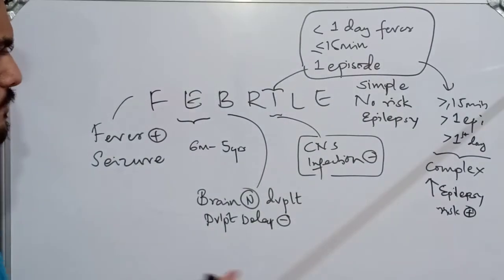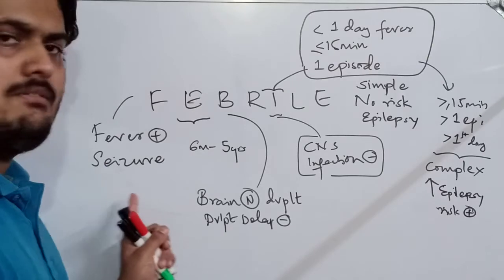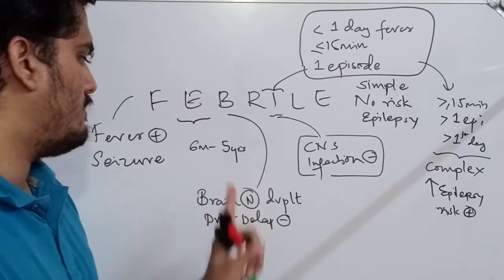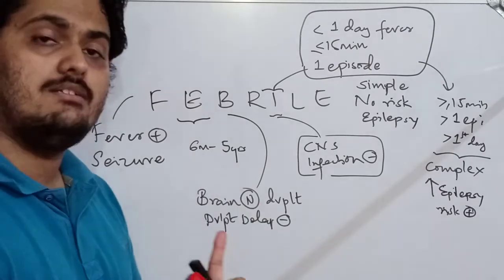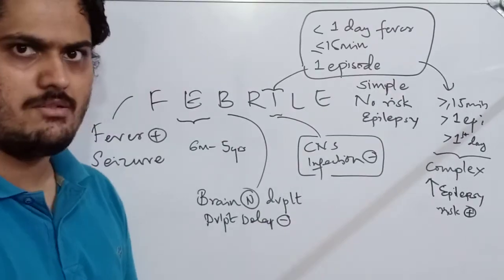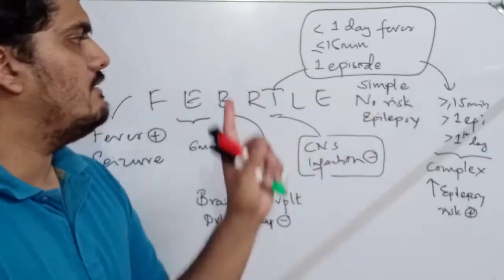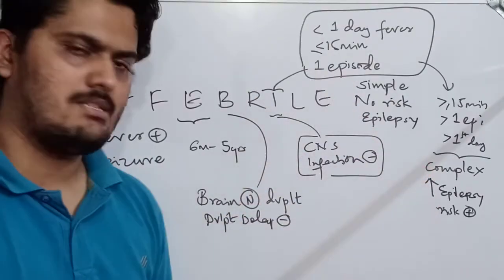So these are the important points: fever with seizure activity from 6 months to 5 years of age, brain development is completely normal, there is no evidence of CNS infection, and there are two types, simple and complex.